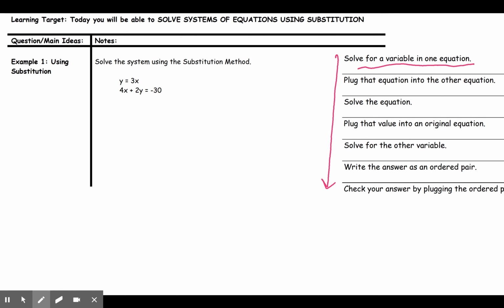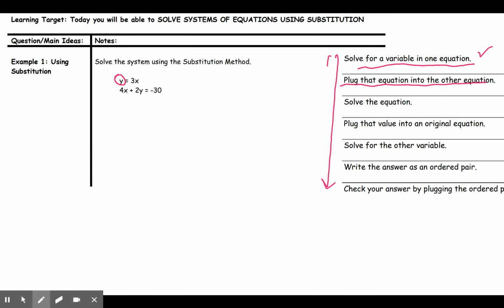Now for today's practice, I'm going to provide you with that step already done. Tomorrow you'll be working with it where you have to do that. Didn't want to overwhelm you, so we're going to start with this first piece. Once you have one equation with a variable by itself, this is what I'm asking for in that first step. What you're going to do is plug that equation into the other equation.